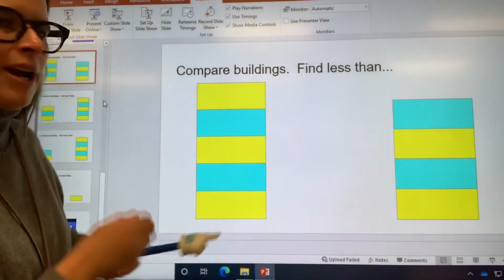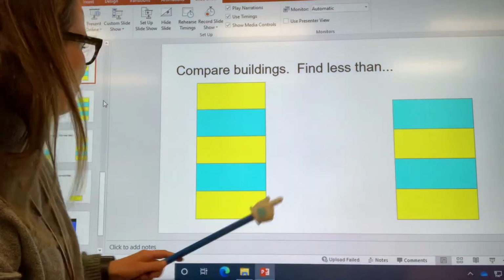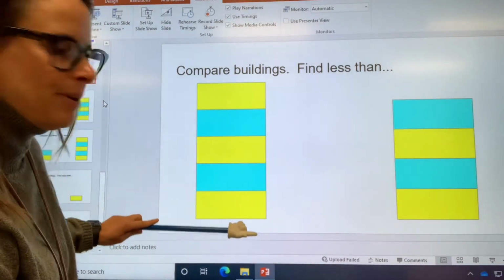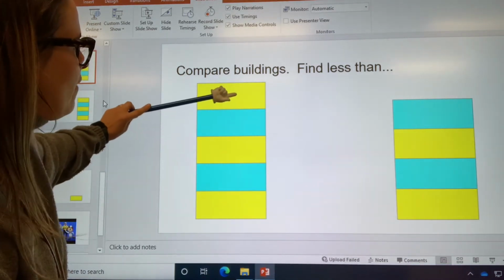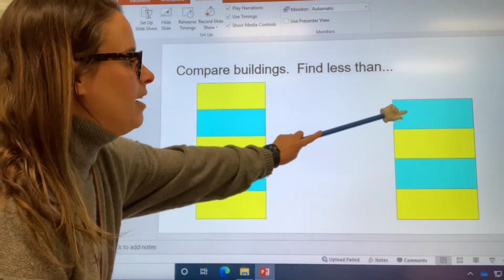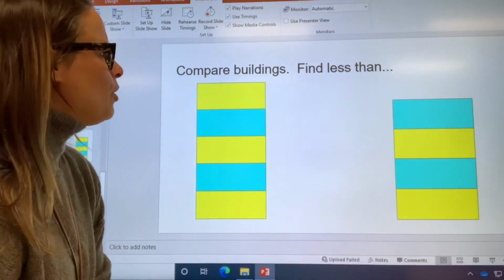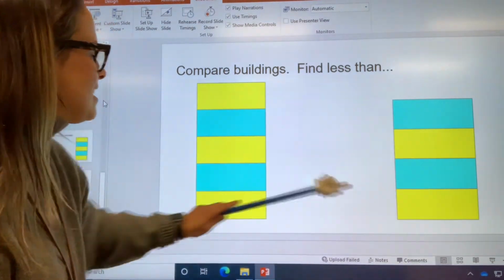Let's compare these buildings, right? We're going to find which one has less. All right, let's count the floors on this building. 1, 2, 3, 4, 5. And let's count the floors on this building. 1, 2, 3, 4. Which one has fewer or less than? Right, this one has less than this one.